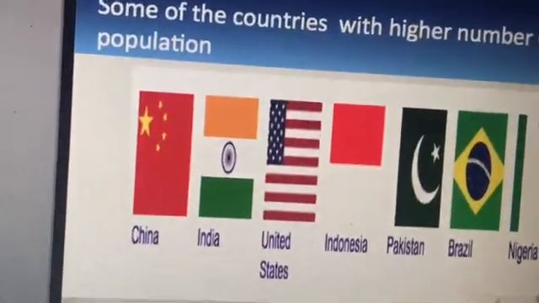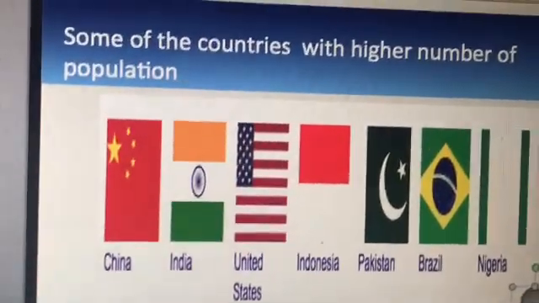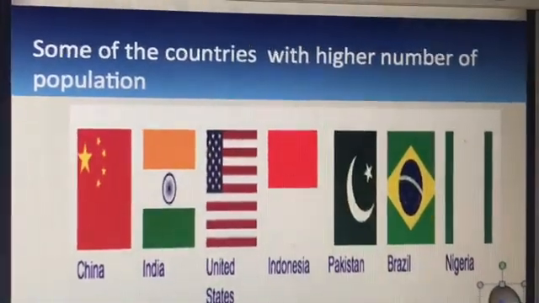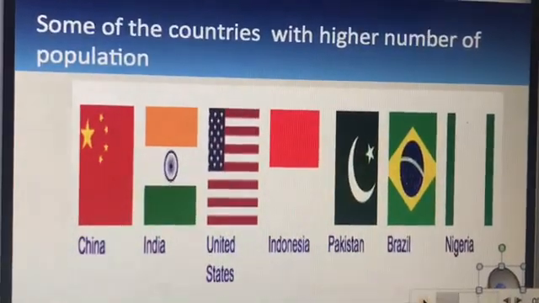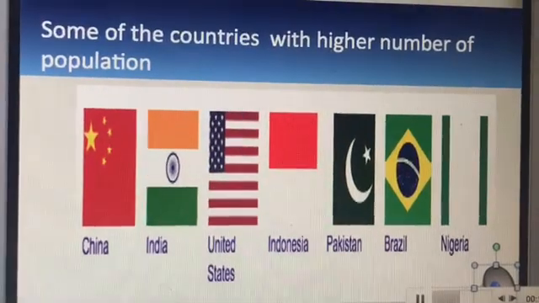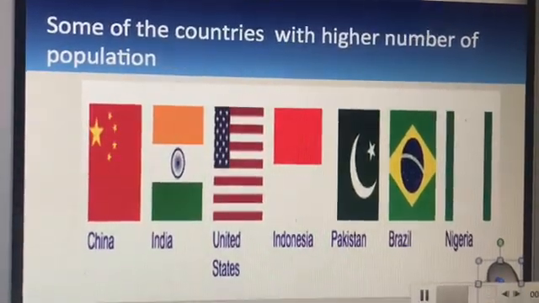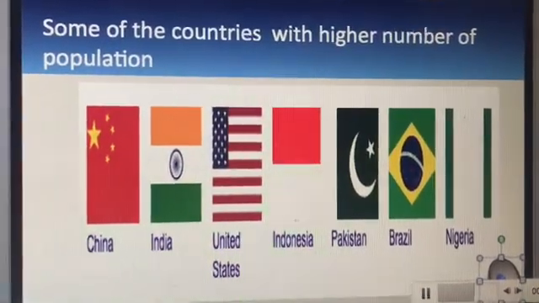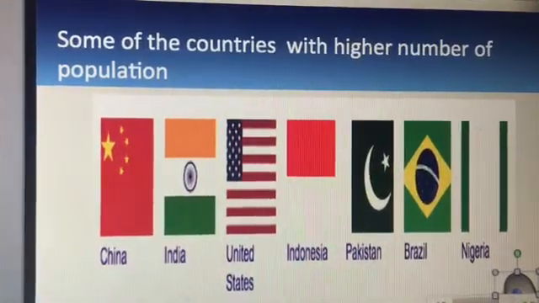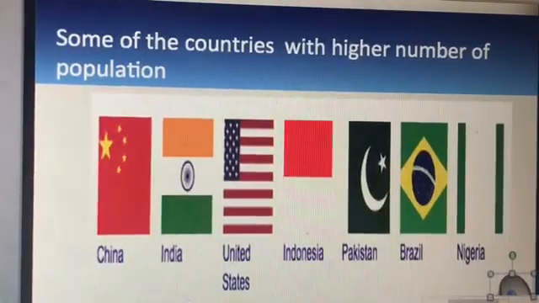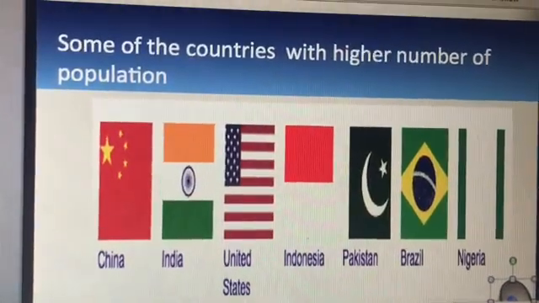The countries with a higher number of population are China, India, United States, Indonesia, Pakistan, Brazil, and Nigeria. And these countries must reinforce a high level of education so they will realize how much damage they've been causing.